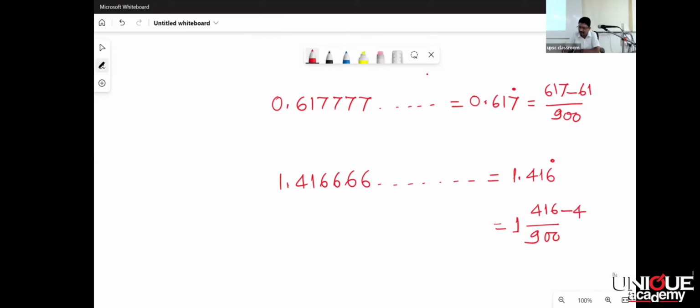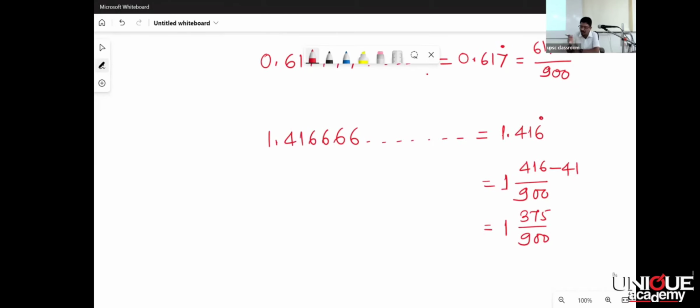Is it clear? Minus 41, the number formed by the digits which are not repeating. So one integer, and 416 minus 41. How much is it? 375, no? So 375 upon 900. Is it clear? Now to the lowest terms, both are divisible by 25. So when 375 is divided by 25, it comes to 15. And when 900 is divided by 25, it comes to 36. Now again to the lowest terms, divided by 3 each, 3 5s are 15, and here it is 12.